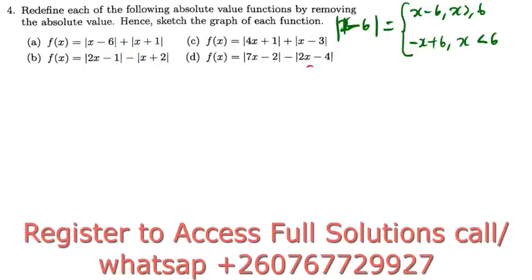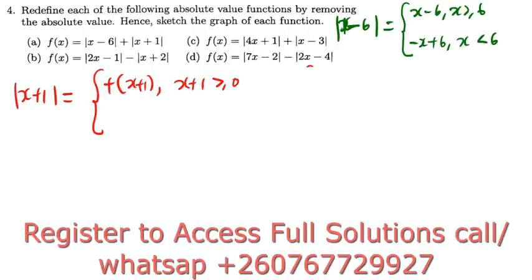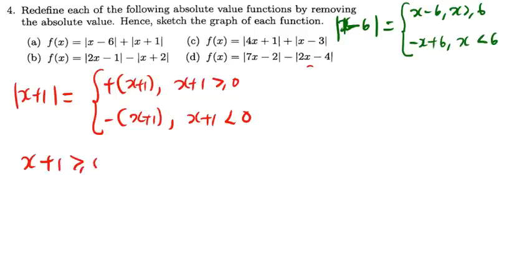For x plus 1, redefining that, we follow the same principle. First I need to multiply by positive: x plus 1, the condition that x plus 1, multiplied by positive, is greater than or equal to 0. Then I multiply by negative, negative of x plus 1, and the condition should be the same one but less than 0. Then we solve for x. Here you clearly see that we have x plus 1 greater than or equal to 0.